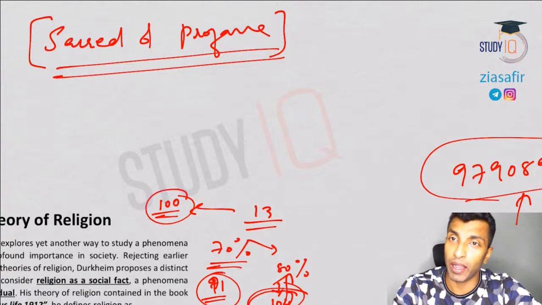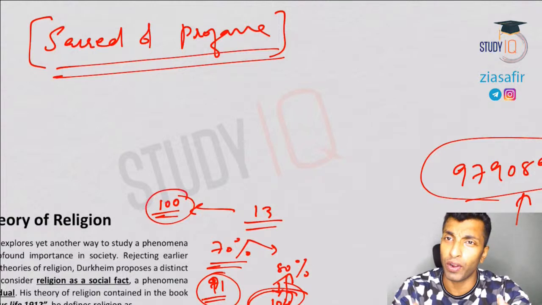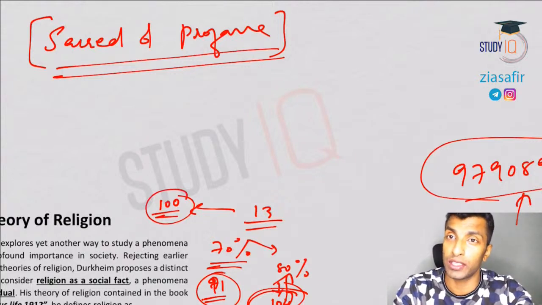Emile Durkheim gave the concept of sacred and profane in his theory of religion. Before that, if you want one line, you can say Emile Durkheim, who is considered the father of modern sociology, gave the concept of sacred and profane in his theory of religion. So that will be a better introduction. One line introduction is enough.